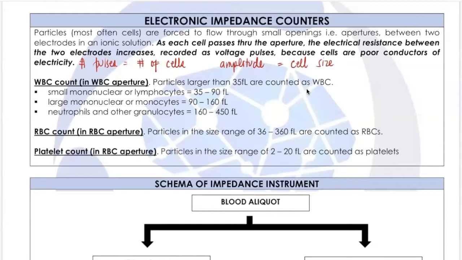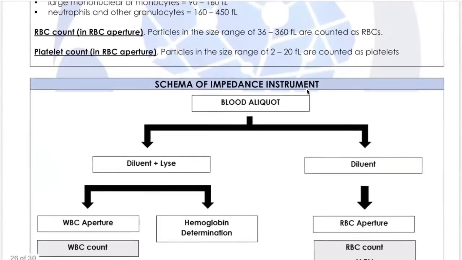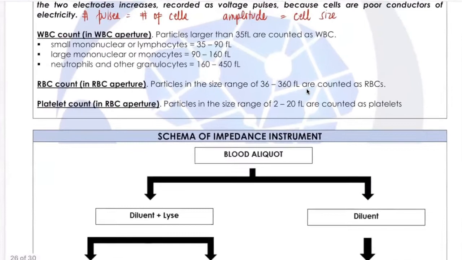So, in electrical impedance counters, the white blood cell count, which is of course being performed in the WBC aperture, counts particles that are 35 femtoliters and above. So here, tatandaan natin that the WBCs and the red blood cells are counted in a different aperture. Kasi baka ma-confuse kayo. How come that white blood cells are counted?